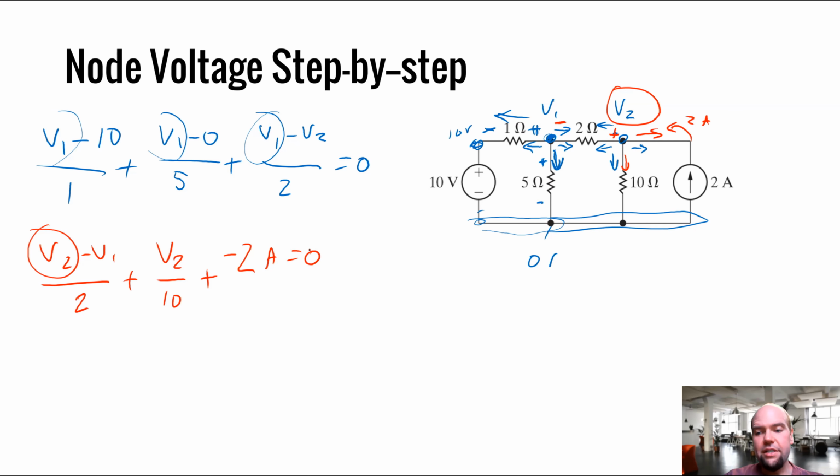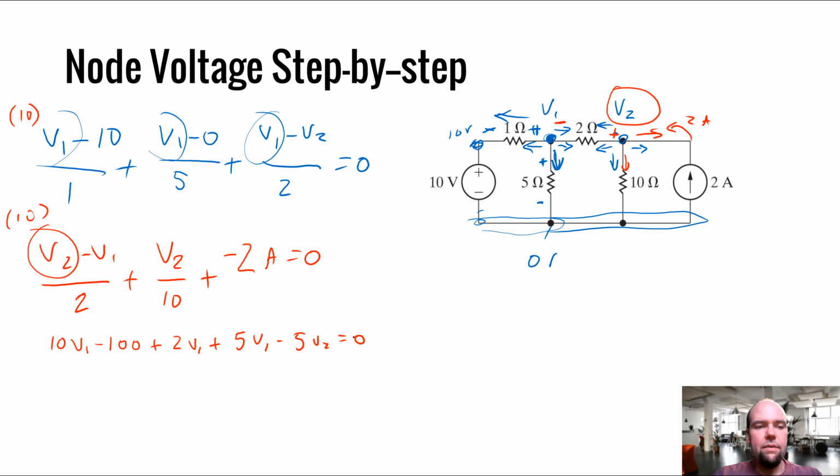So I hate fractions. We all hate fractions. So the first thing I do is I multiply these equations by whatever I need to get rid of the fractions. So I'm going to multiply this one by 10, and I'm going to multiply this one by 10. And then I'm going to rewrite these equations. So multiplying the top one by 10, I get 10 V1 minus 100 plus 2 V1. And then, 0 over 5 is 0, so we're going to skip that. Plus 5 V1 minus 5 V2 equals 0.